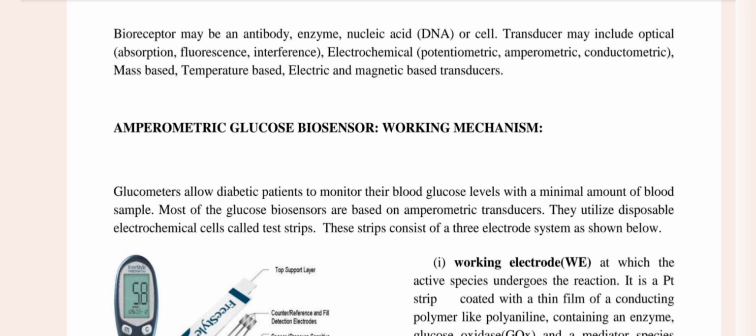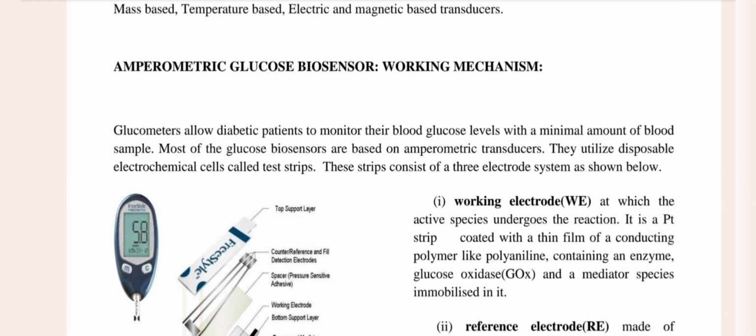What is the function of this glucometer or glucose biosensor? Glucometers allow diabetic patients to monitor their blood glucose levels with a minimum amount of blood sample. Most glucose biosensors are based on amperometric transducers, so they utilize disposable electrochemical cells. The glucometer consists of disposable electrochemical cells called test strips. The test strip is an electrochemical cell.